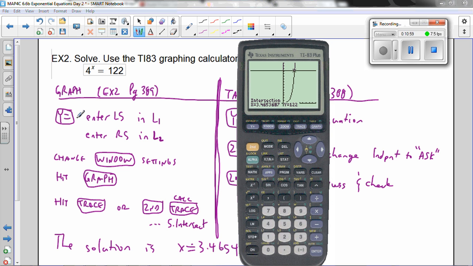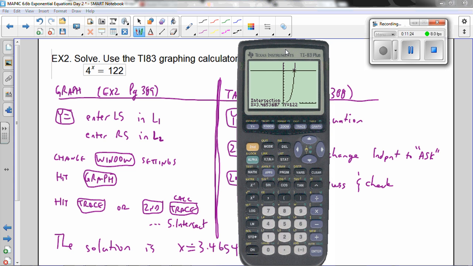But this is what we did. We pressed y equals, and we entered the left side in one, the right side in the other, and then we changed the window settings. We hit graph, and then we hit second trace to get to the calc menu and select intersect. We followed the on-screen instructions, and then we found that intersection point. This is one way to do it.